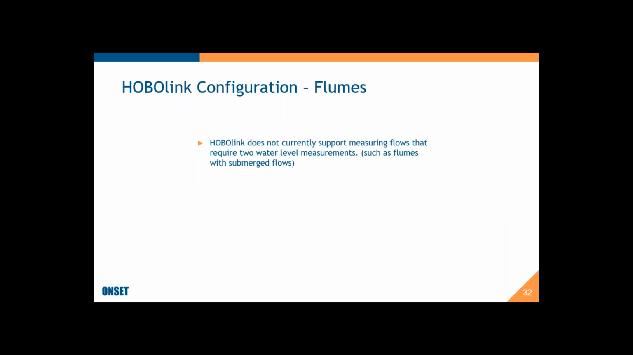There's also flumes in situations where you need to measure water level at 2 points in the flume, especially if it's a submerged flume where the downstream side is submerged. In that case, you need to do 2 and sometimes even 3 water level measurements, and our software doesn't currently support those types of equations.